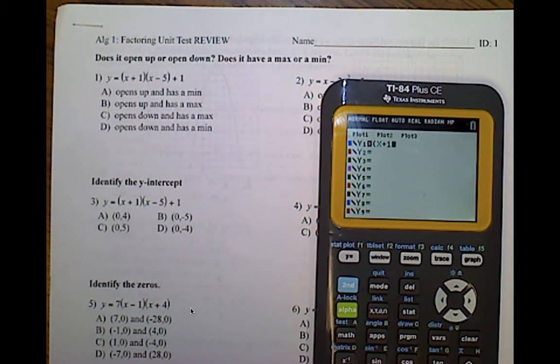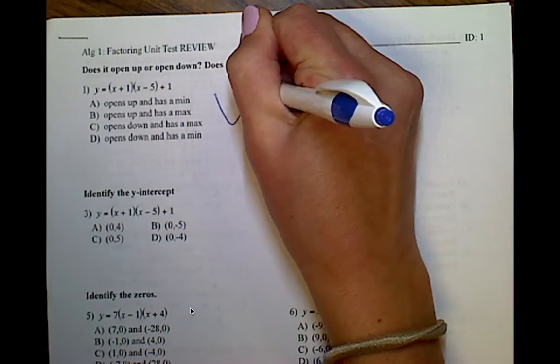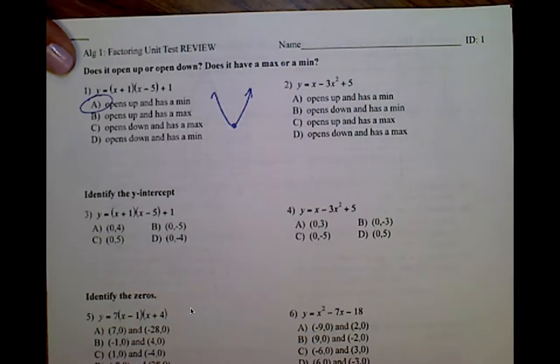So (x + 1)(x - 5) plus 1. And when you graph it, in this case it's going to be a U shape, okay? So therefore, it's opening up. And since it's opening up, we know it's like a valley, so it has a minimum. So that's going to be answer choice A.